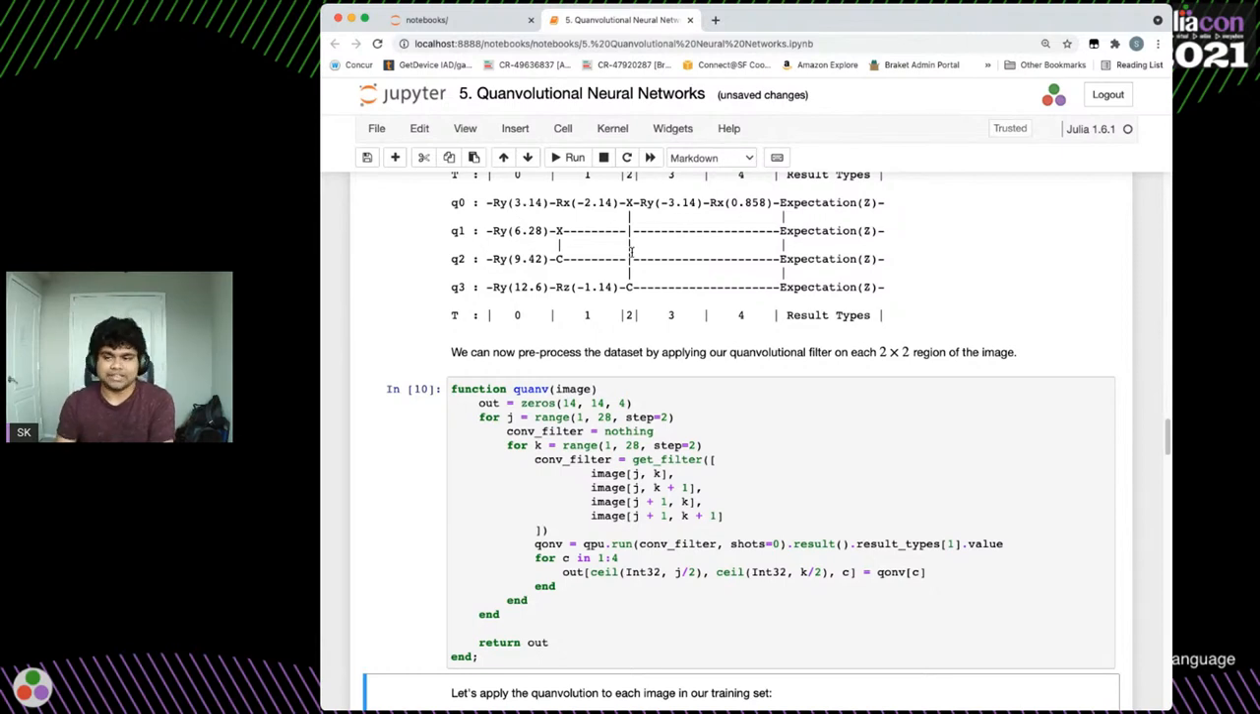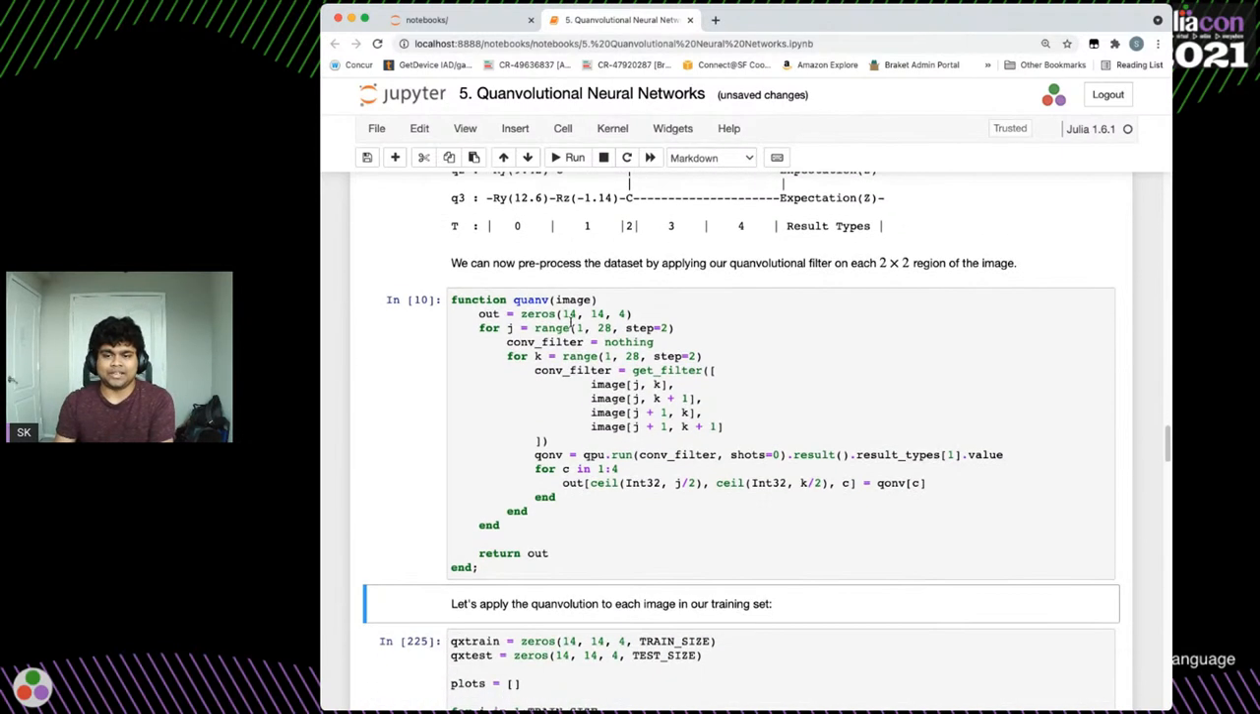And then it has these random layers. And then this function runs your circuit and gives you the output. And it basically gives you that pixel volume of 1x1x4, right?